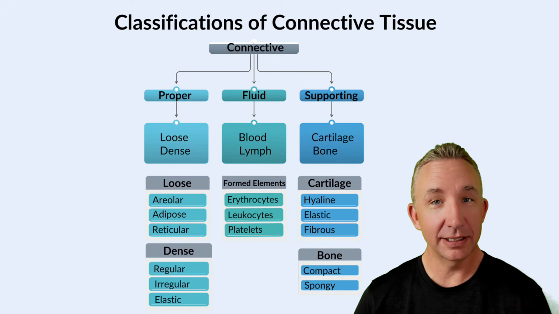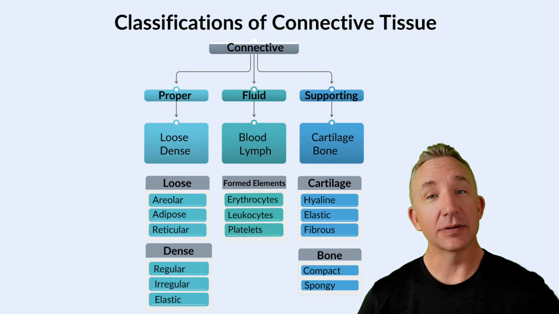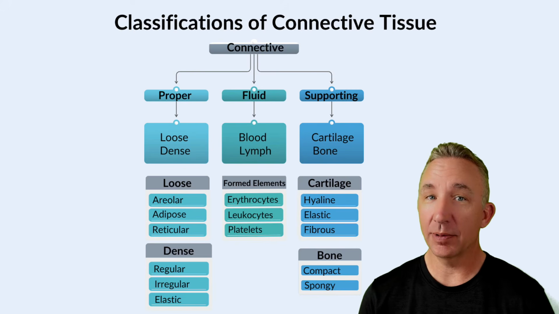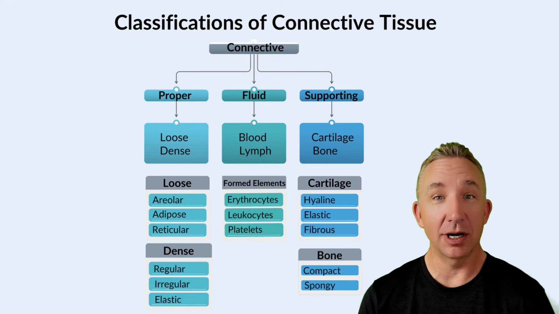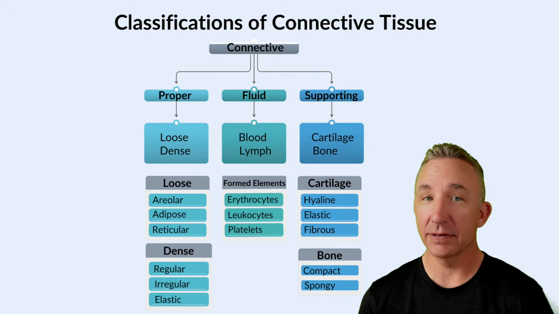Tendons and ligaments are made up of dense, regular connective tissue. So it's dense, it's regular, meaning uniform. And when we look at the fibers, remember there are 3 types of fibers: collagen, elastic, and reticular. Collagen is our most abundant to give us tensile strength.